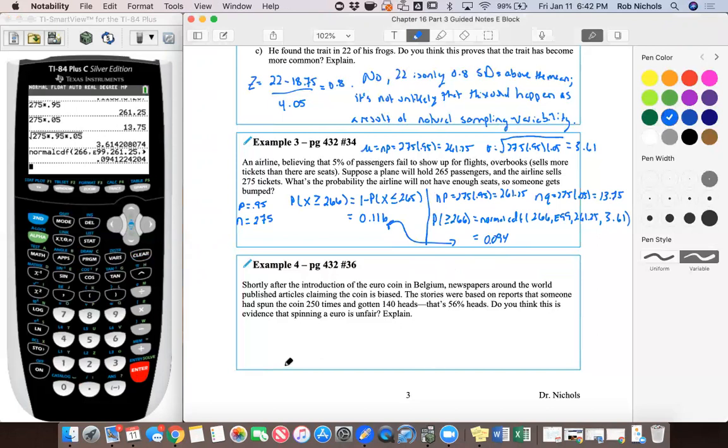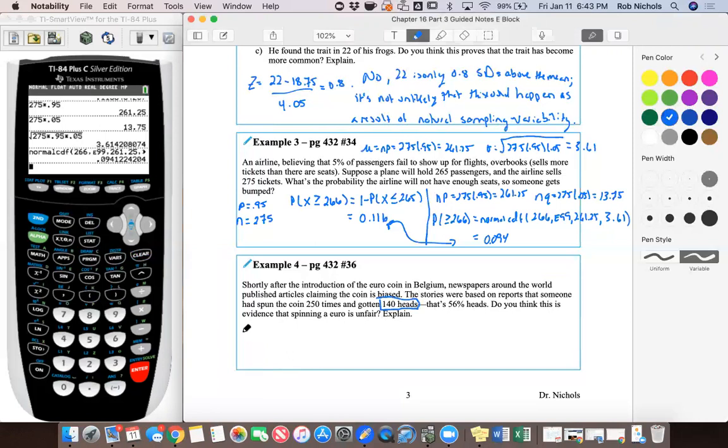Okay, all right, how about example 4? So, shortly after the introduction of the euro coin in Belgium, newspapers around the world published articles claiming that the coin was biased. The stories were based on reports that someone had spun the coin 250 times and gotten 140 heads. That's 56%. Do you think this is evidence of the euro being unfair? So the question is, is this number unusual? So let's check it.